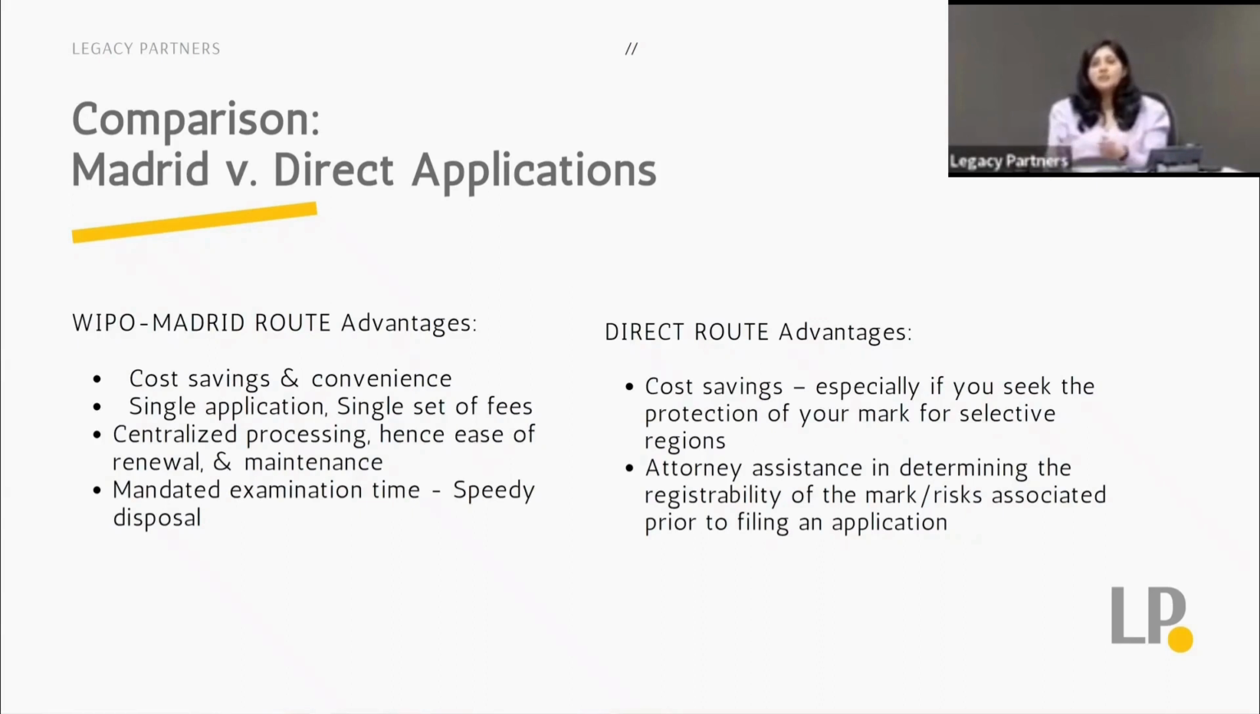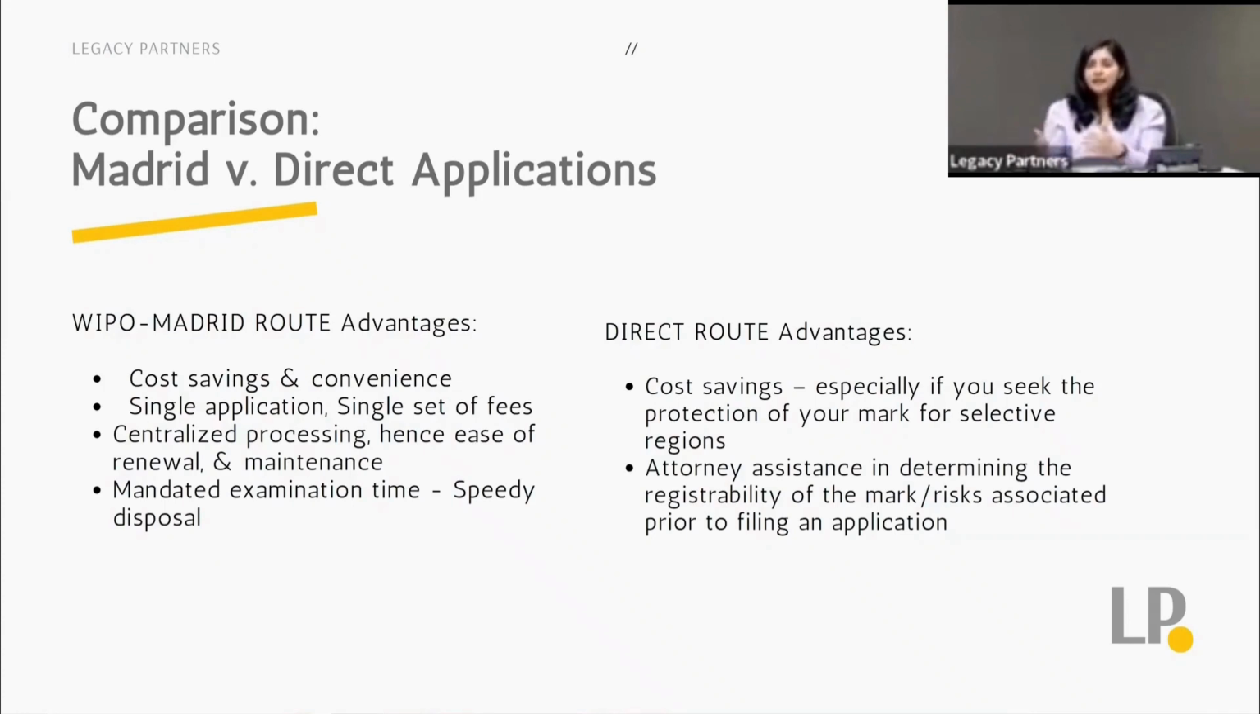Now, with respect to the direct route, cost savings would be primarily if you're looking for specific markets. There are a lot of people from India who are looking exclusively for GCC markets, or exclusively for EU-IPO markets, or exclusively in the USA or UK or such markets. So depending on your business, your markets will be very specific, right?